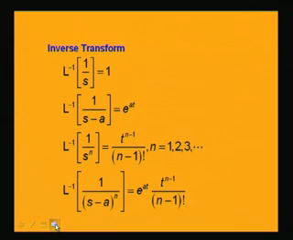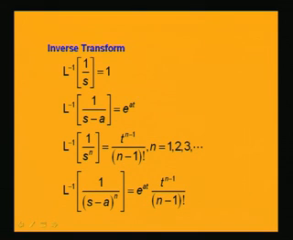So, now let us see the inverse Laplace transform. Already we know that the Laplace transform of 1 equals 1 by s. So, the inverse Laplace transform of 1 by s equals 1. Similarly, the Laplace transform of e to the power a t equals 1 by s minus a. So, the inverse Laplace of 1 by s minus a equals e to the power a t.